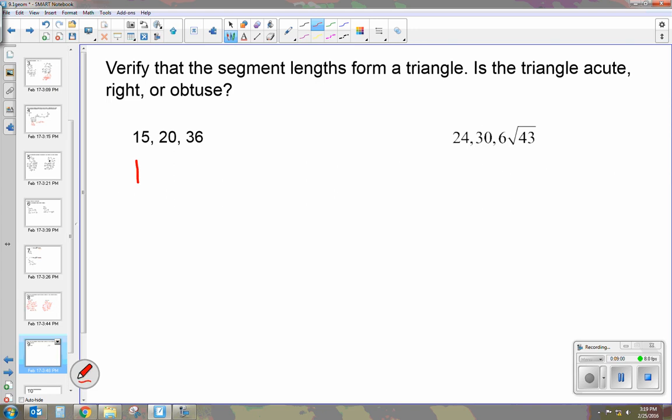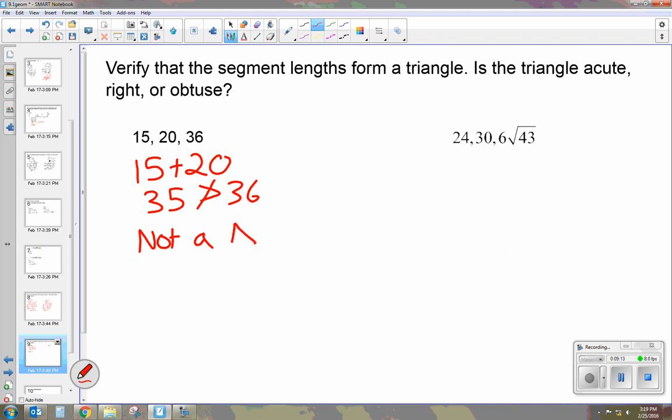Again, with this one, we're going to take our two smallest sides, add them together. 15 plus 20 is 35. 35 is not greater than 36, so this is not a triangle. Since it's not a triangle, we don't need to figure out if it's right, acute, or obtuse.